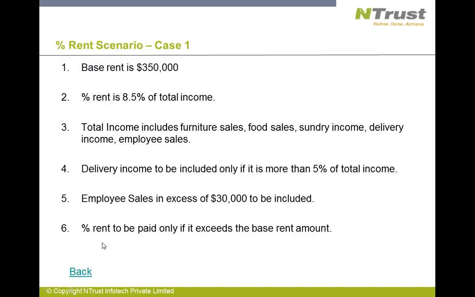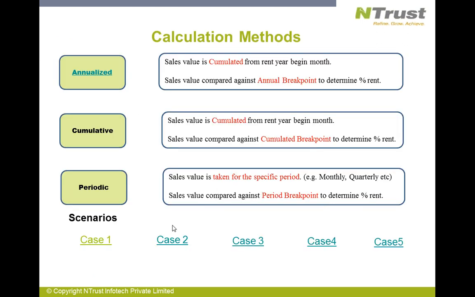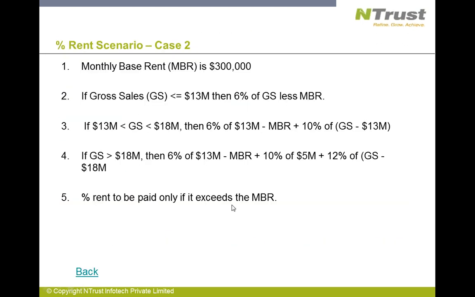The common scenarios that we see are, for example, the base rent is $350,000, percentage rent should be 8.5% of the total income, but total income should include only furniture sales, food sales, and sundry income. So you can define which sales types should be part of your percentage rent. Similarly, you can have different tiers. If gross sales are less than 13 million, you pay 6% as your percentage rent. If it's between 13 and 18 million, then you pay a different percentage rent, and so on. I've been through many of those.